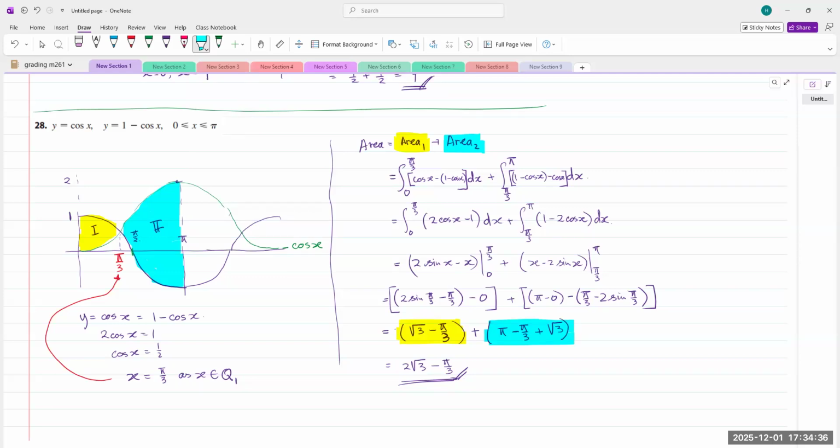Okay, we can simplify a little bit though, the blue one, but that's if you see how I actually break it up, right? You can trace which one is which one. That's for number 28.